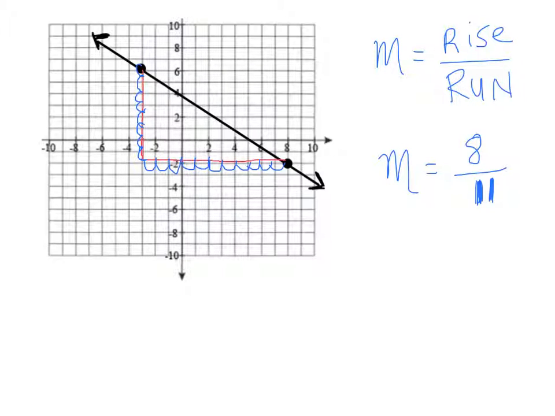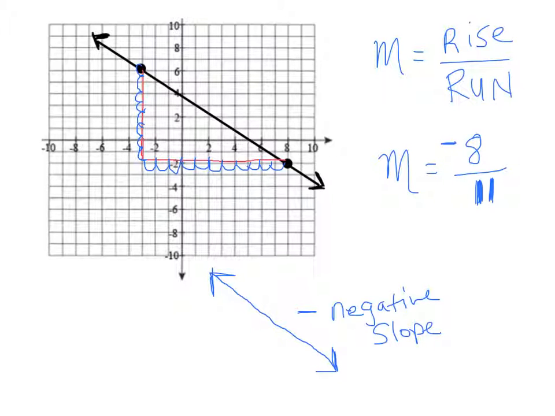Let's apply a sign now. When a line goes up to the right, it's a positive slope. If a line goes down to the right, it's a negative slope. So any line that goes down to the right has a negative slope. Okay? So I'm going to say this is a negative 8/11.